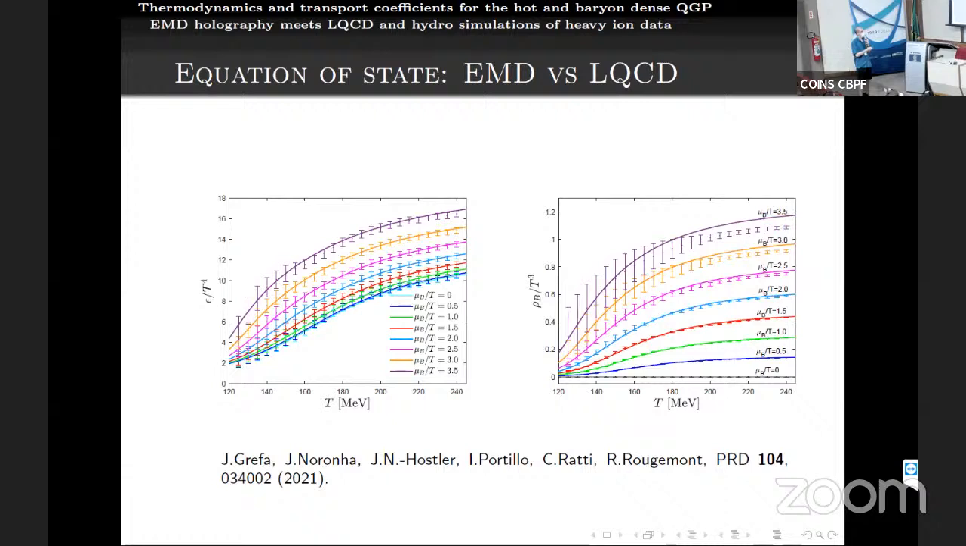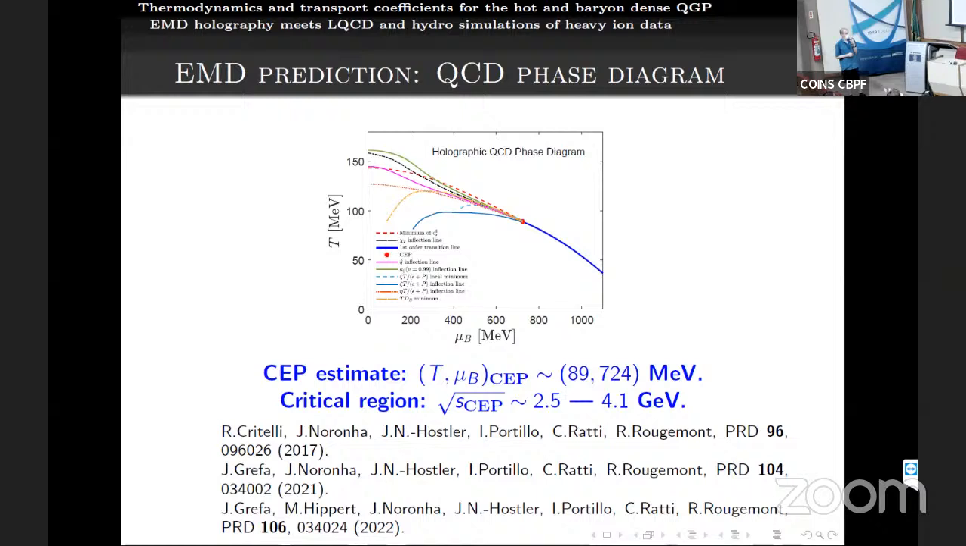Okay, so in this model, we have a definite prediction for the location of the QCD critical point coming from holography. So we predict that the critical point of QCD would be located in this region here, okay? And in terms of something that can be measured experimentally, here we have the center of mass energy of the collisions. And this window here is something that can be probed in the CBM experiment at FAIR and also at RHIC operating in the fixed target mode. Okay.